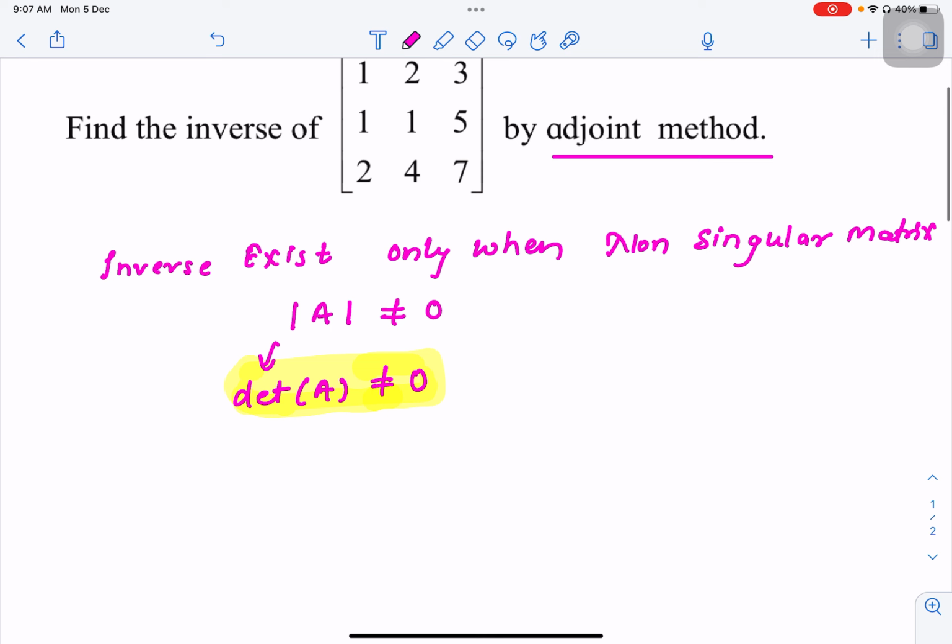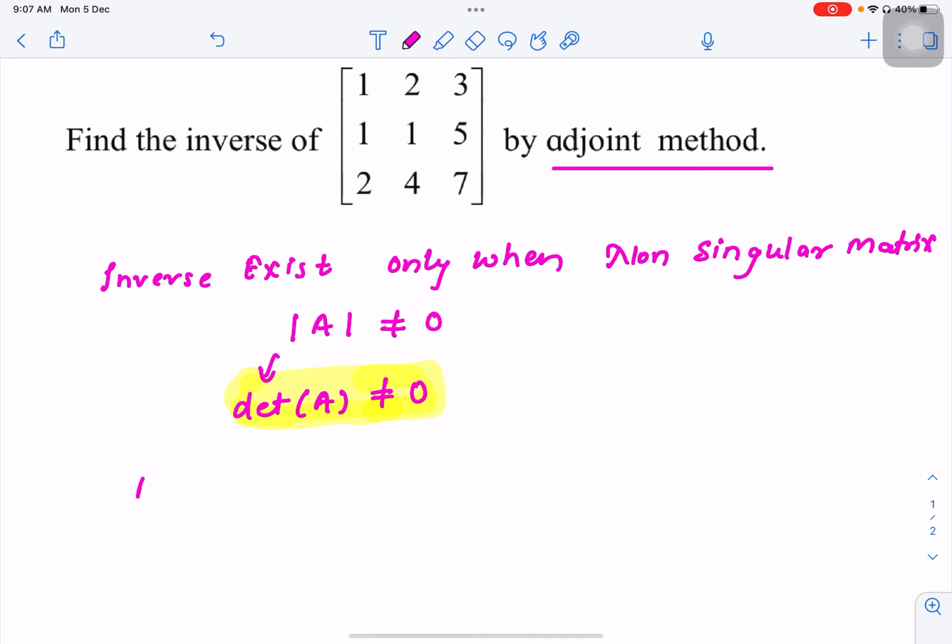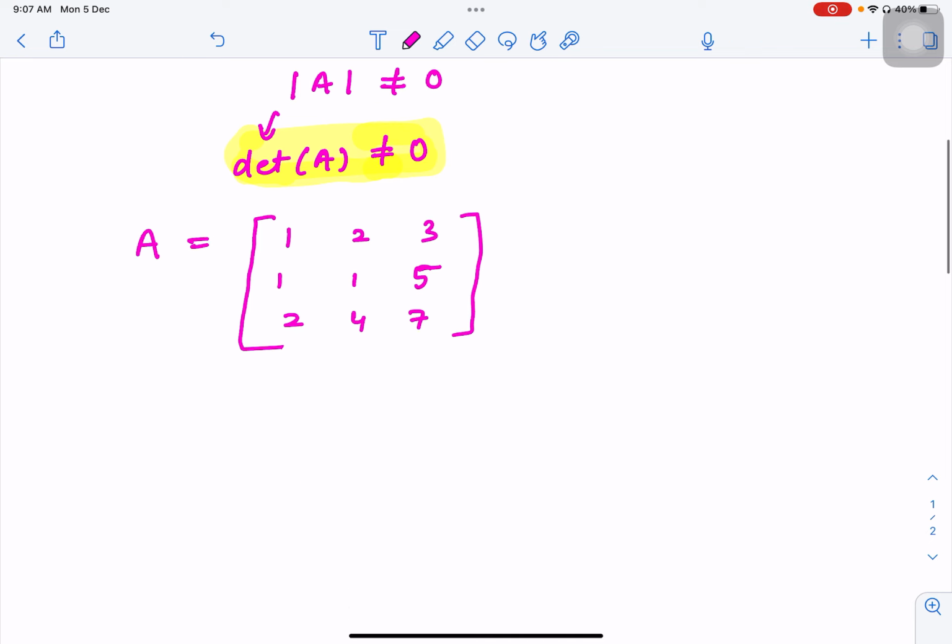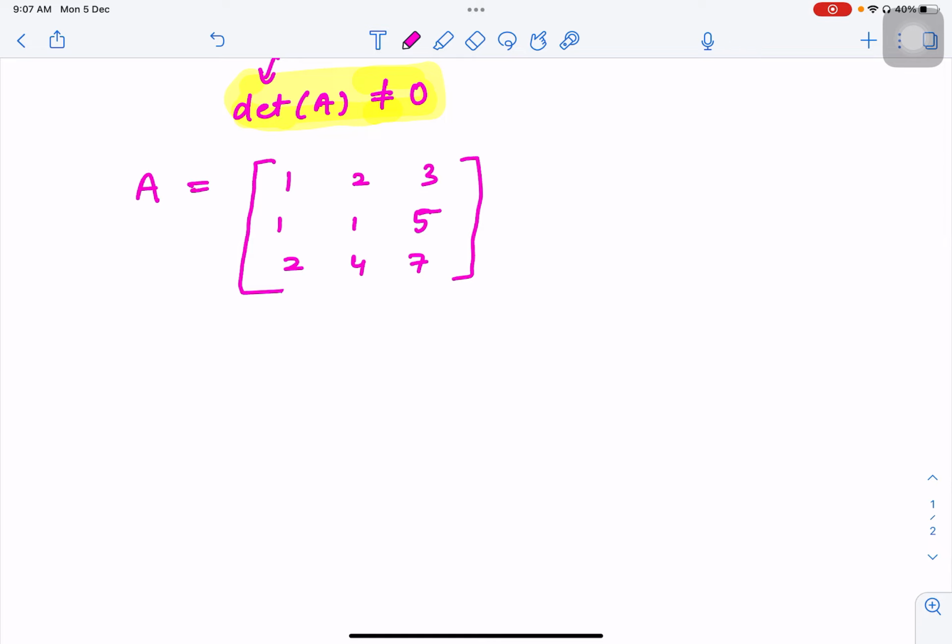Now the question is, how do we find the determinant? Let's say the matrix A is 1, 2, 3, 1, 1, 5, and 2, 4, 7, and we want to find the inverse of this matrix. So what is the criterion? You take the first element, delete this row, delete this column. So what remains? 1, 5, 4, 7.